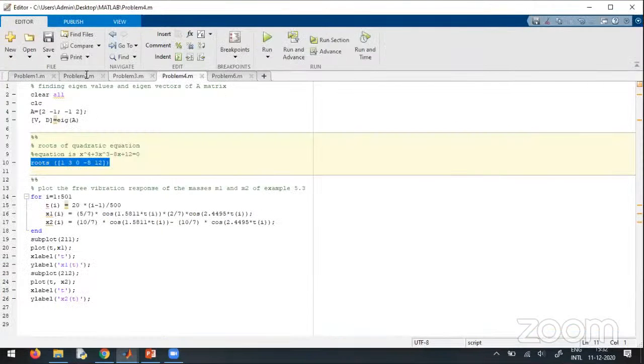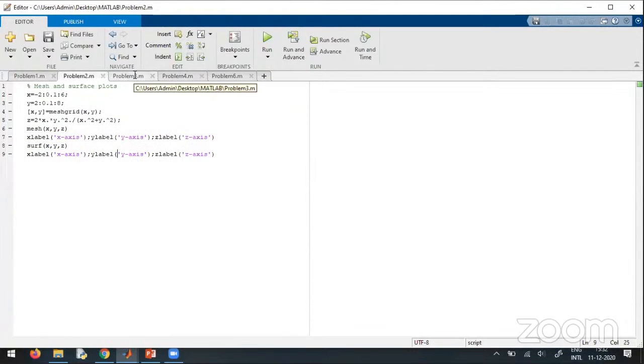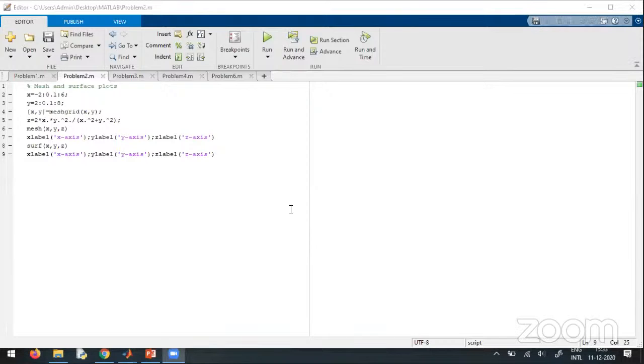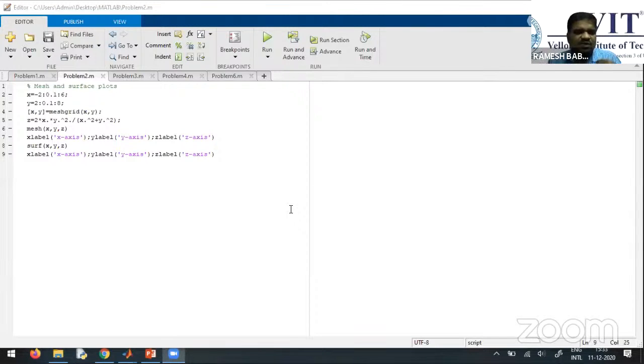Dr. Ramesh, sir, your screen is not visible, sir. We can't see your screen. Now, hello. Can you see now? Sir, Matlab is visible, sir. Yes, I am using only the MATLAB script file. Yes, sir, now it is okay, sir.